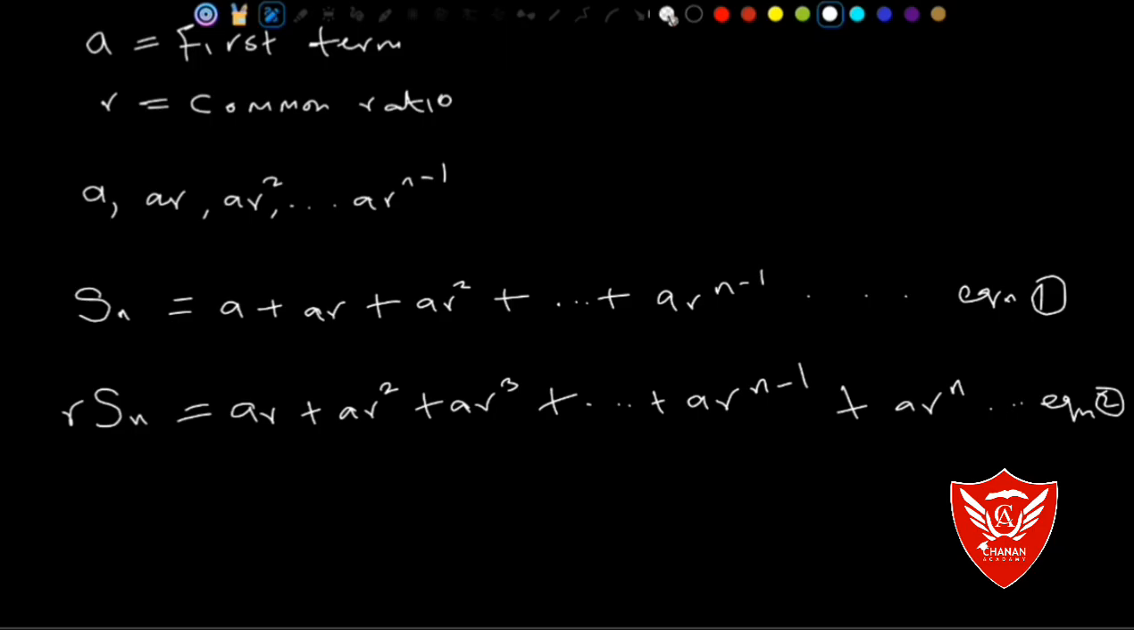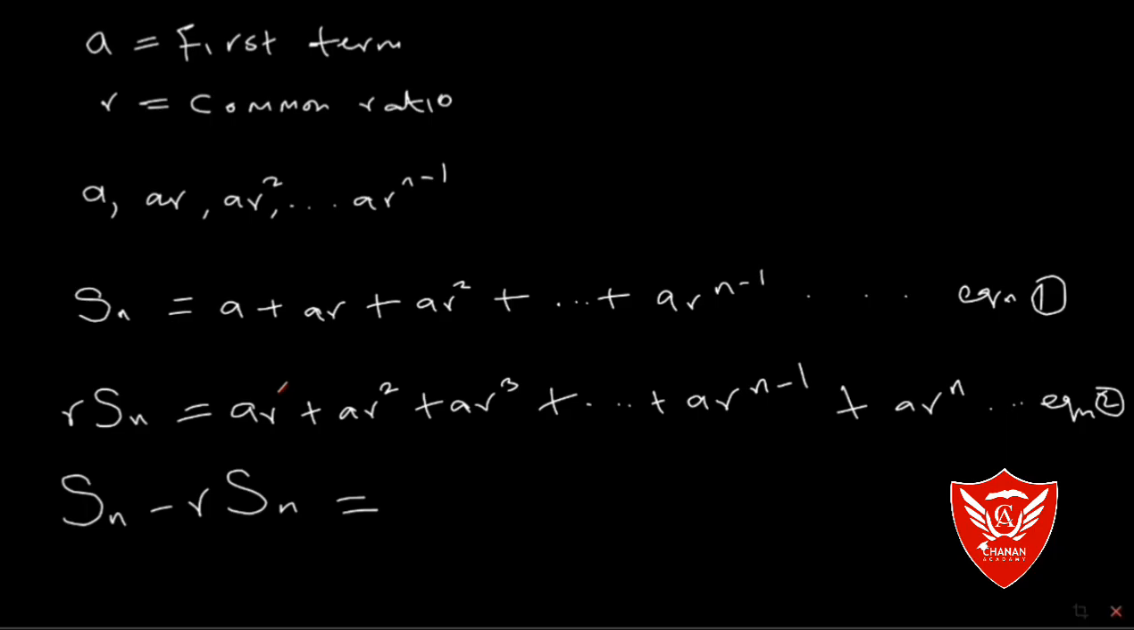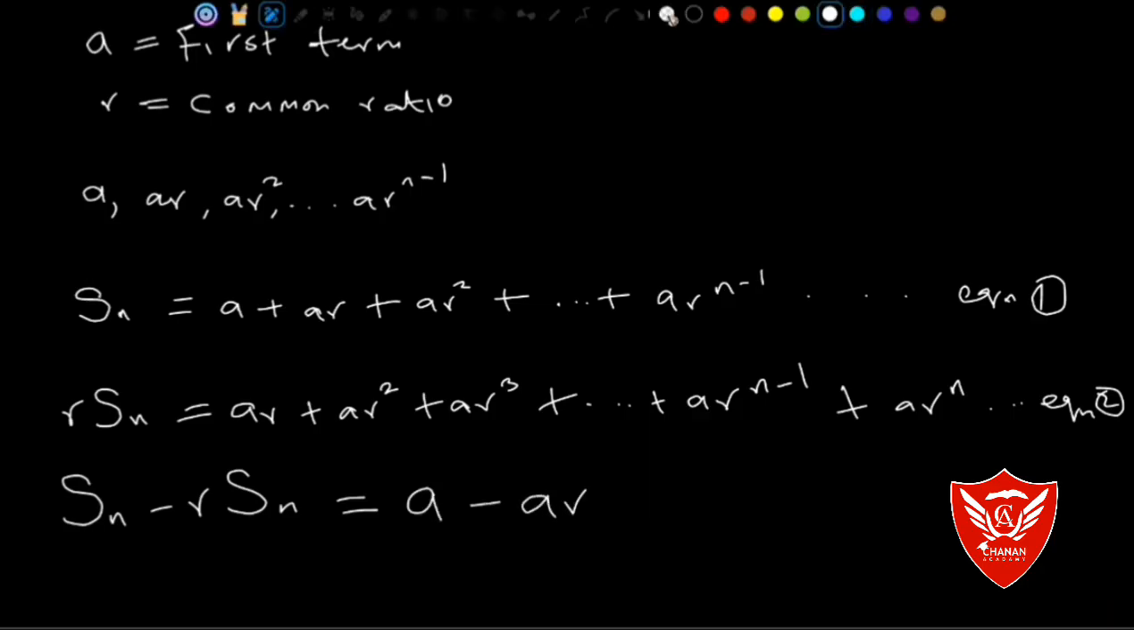So if we decide to subtract equation 2 from equation 1, we are going to have on the left hand side Sn minus rSn equal. Now on the right hand side, you will realize that this is going to cancel this, and this is going to cancel this. This is going to do the same thing for every other term. The only two terms we are going to be left with are just a and ar raised to the power of n. So that is going to give us a minus ar raised to the power of n.